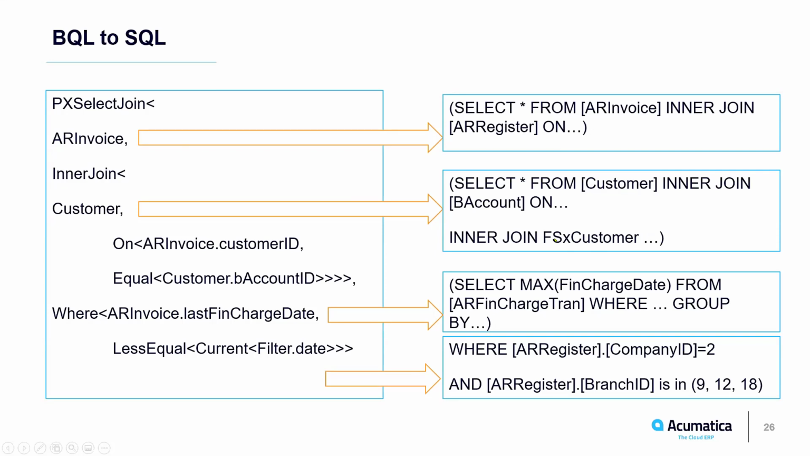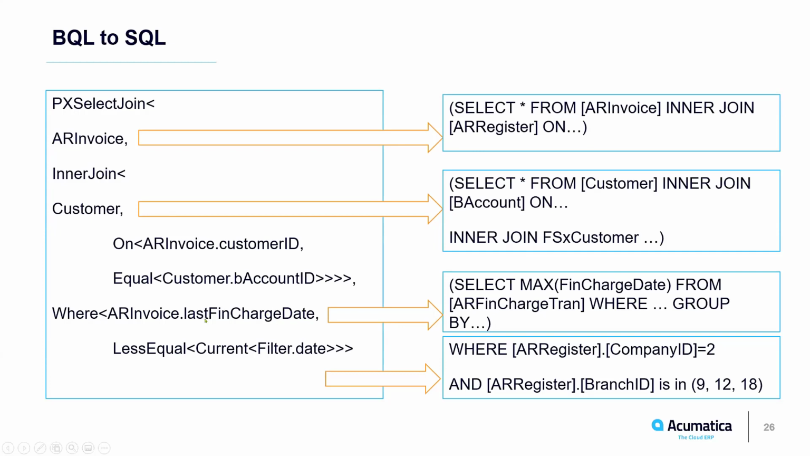So if you have a lot of customizations on your system, they may affect your queries even in places where you don't expect them to affect your queries, right? So here, that FSxCustomer is an extension that is used for field services, right? It will still be joined to our select, even though we have nothing to do with the field services module, and so on. Now, we can talk about that last fin charge date field. You can say, well, what can go wrong with that?